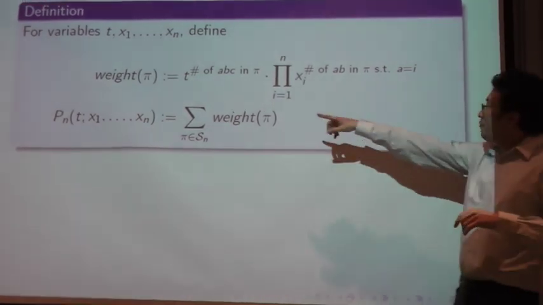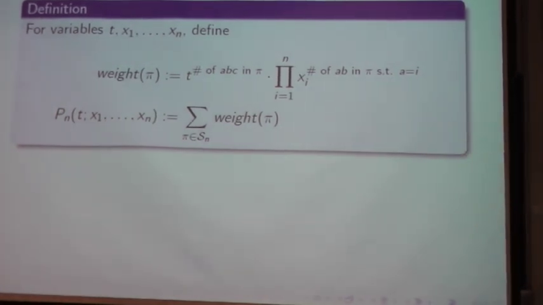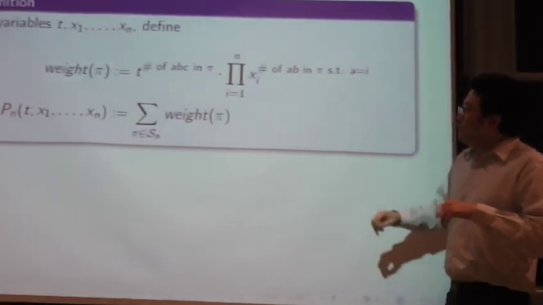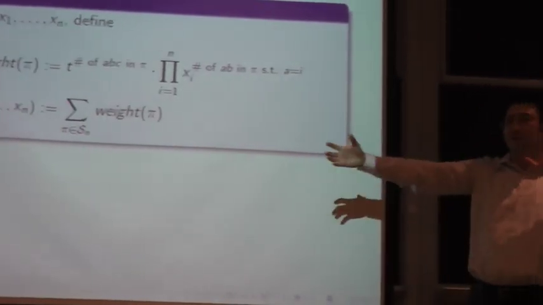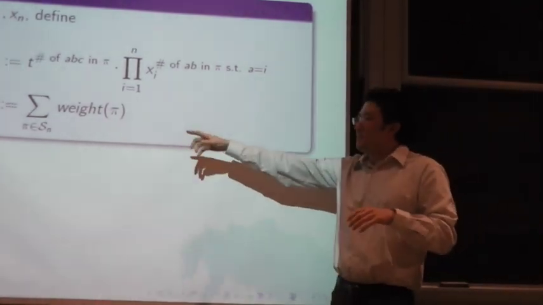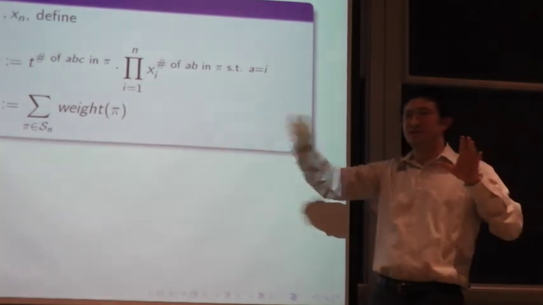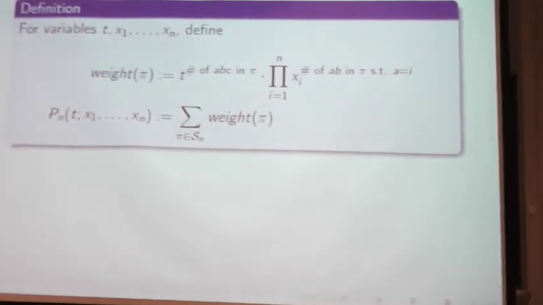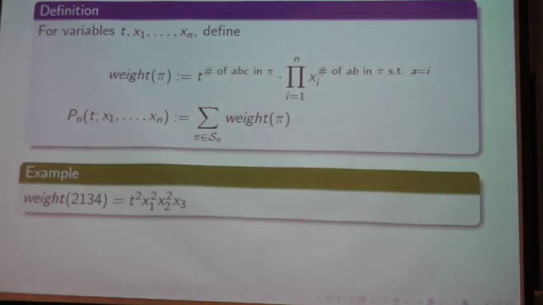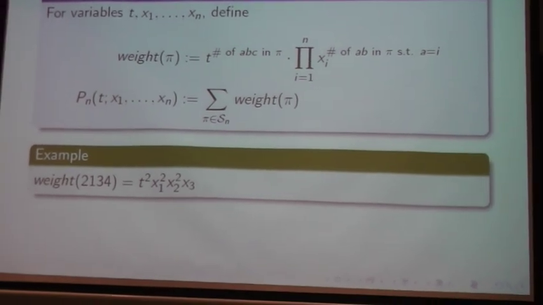And so for each pi, this is going to be some sort of expression in t and the xi's. And then for each n, I can create this multivariate polynomial Pn, which is just the sum of the weight, basically applying the weight function to all the permutations of length n, summing them together.